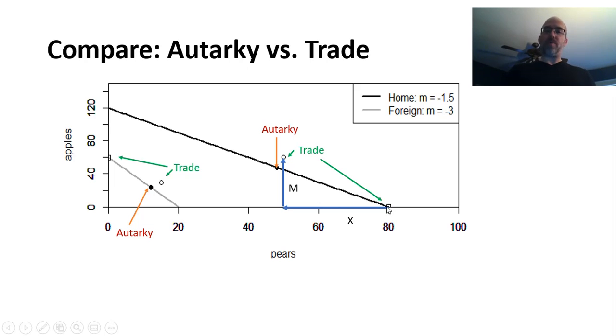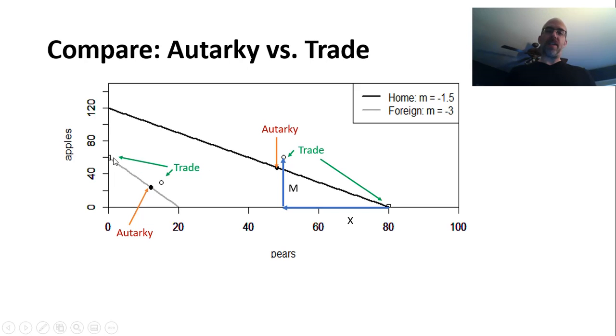How does home get apples? They export the pears and import the apples, and at the numbers I give you, exporting 30, selling them for 2 each, gives them more than they would have had without trade. And that's the key point, is that consumption, well-being, you could draw a utility line if you want. Every measure of well-being is going to be higher with trade than without.